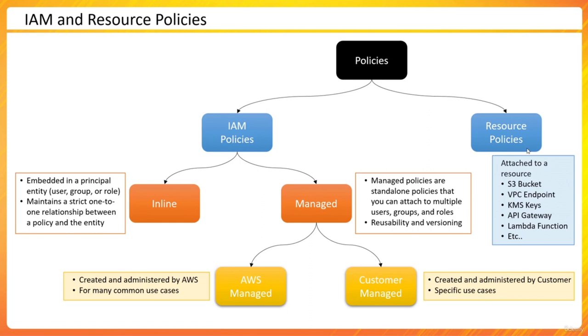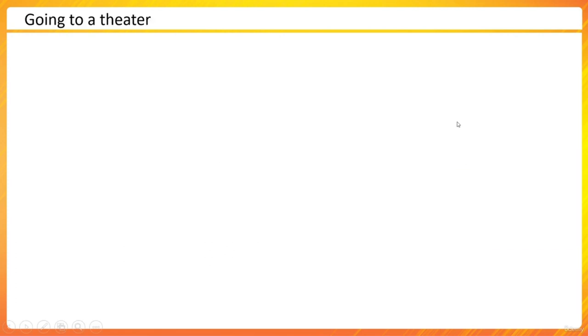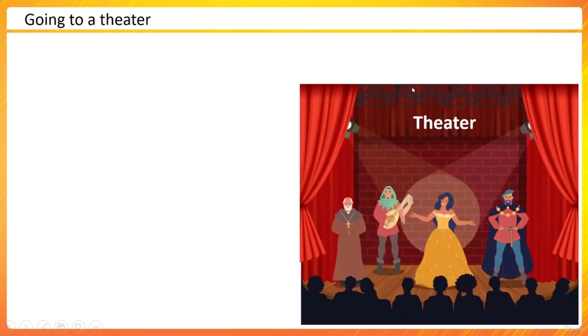So what is the difference between an IAM policy and a resource policy? Let me explain that through an analogy, so you would have a better understanding of these things. Let's talk about going to a theater. London is very famous for its theater. There are a lot of plays happening. It's a very happening thing for theater artists and all. So let's consider that you want to go to a theater.